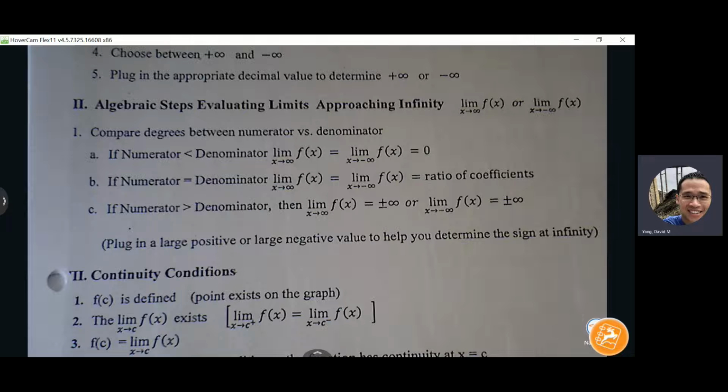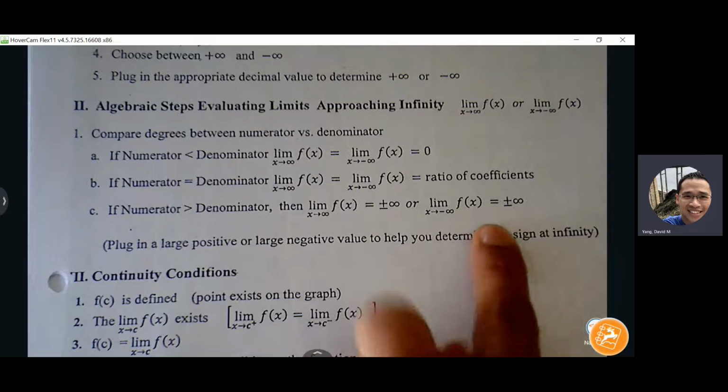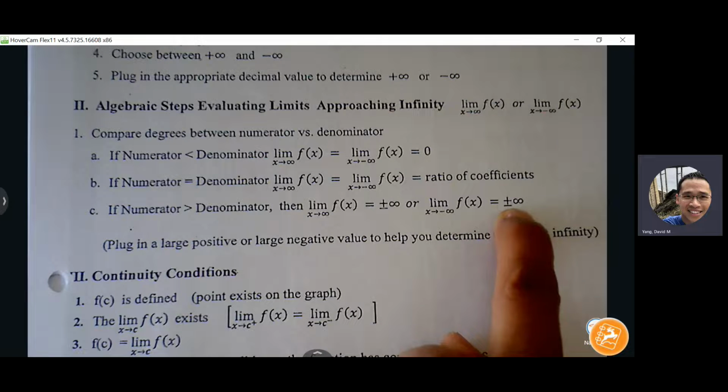If your numerator is higher than your denominator degree, there is no limit, but you're having to choose between plus or minus infinity, and this is where you got to do an additional test. You got to either test 100 or test -100.